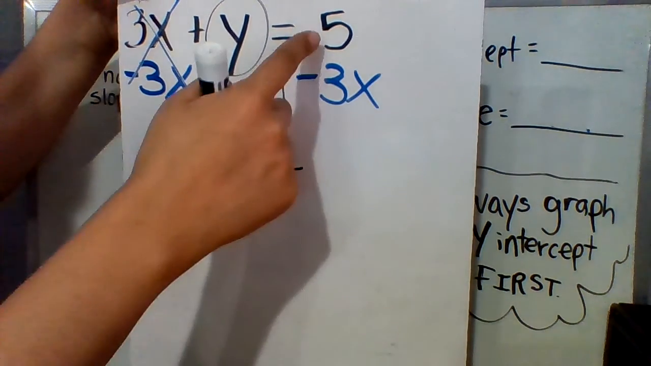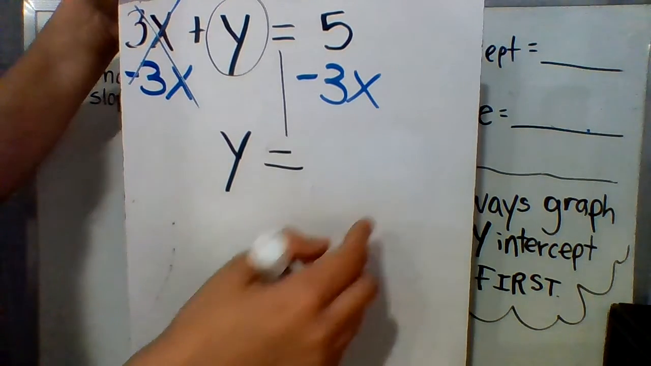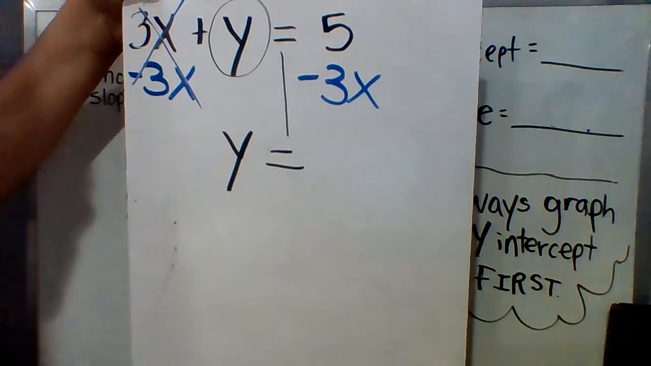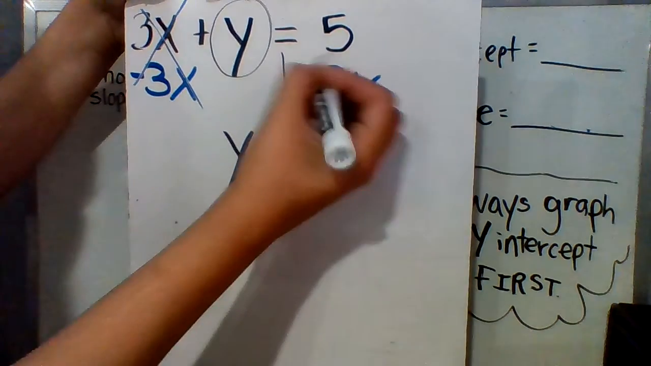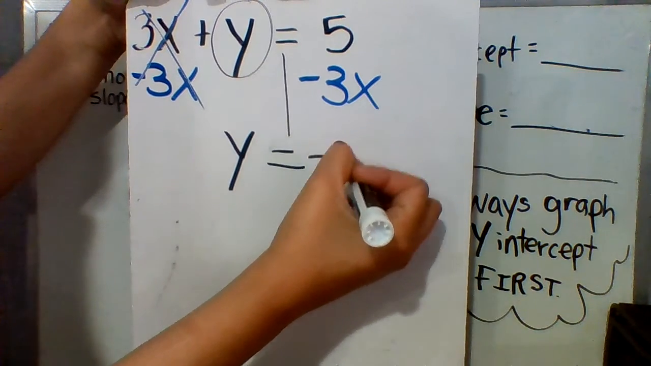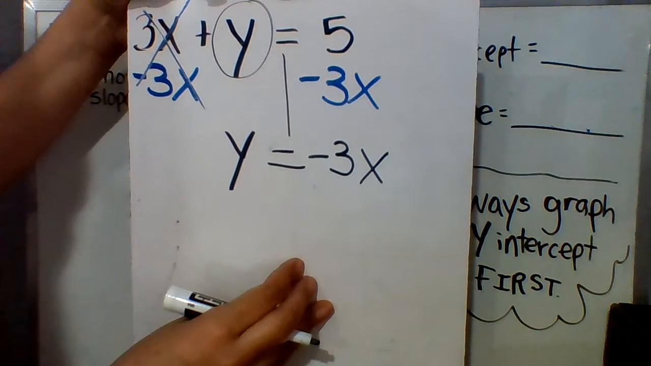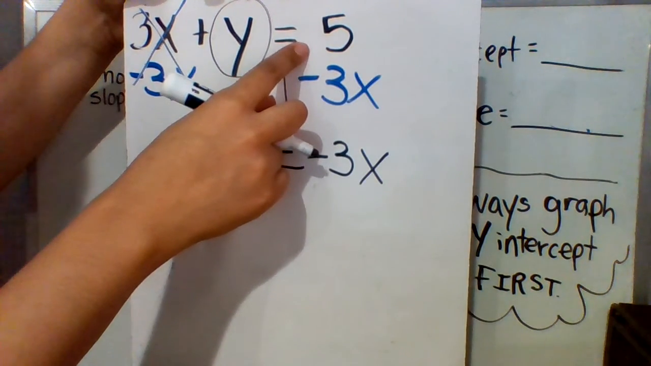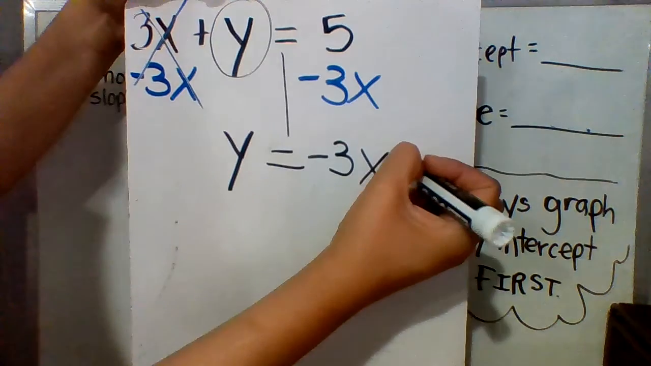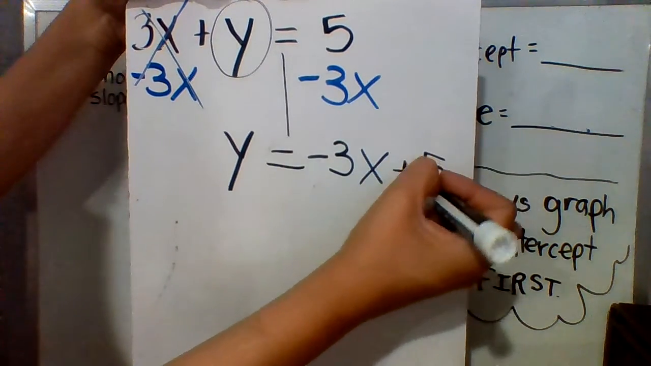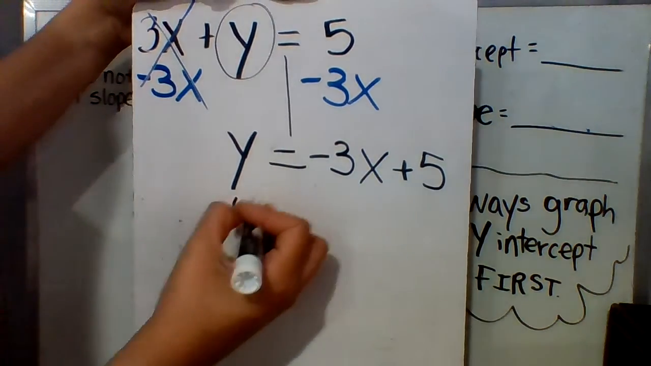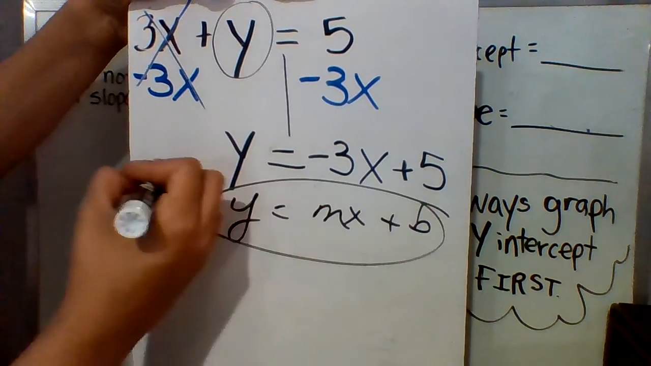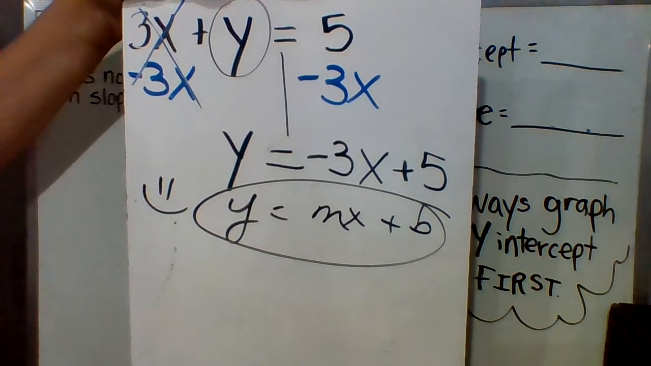You could put the 5 first and put 5, take away 3x, but we wanted to say y equals mx plus b. We want it to be in slope-intercept form. So let's put the x piece first. And then we put the y-intercept last. This is a positive 5 because there's nothing in front of it. That's how I know it's positive. So I'm going to put a plus sign and then the 5. Now this is in y equals mx plus b format. Now we are ready to graph this problem.